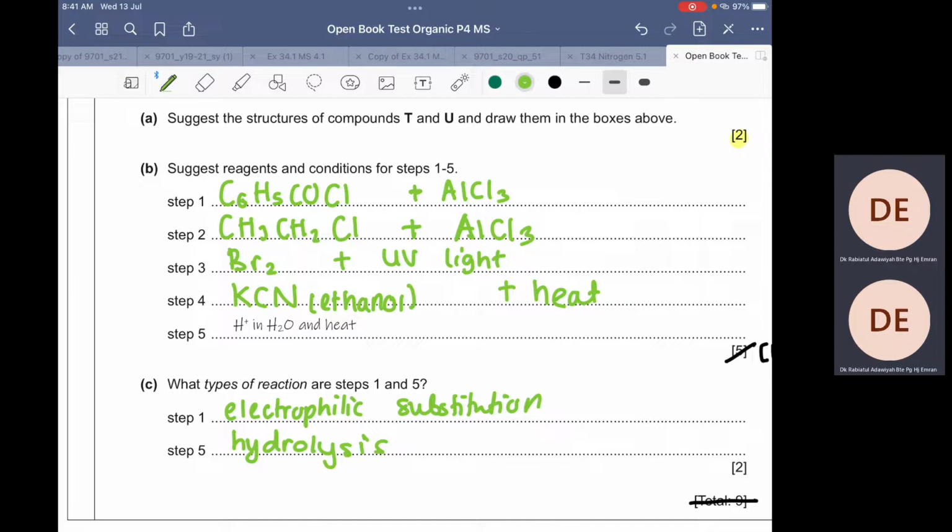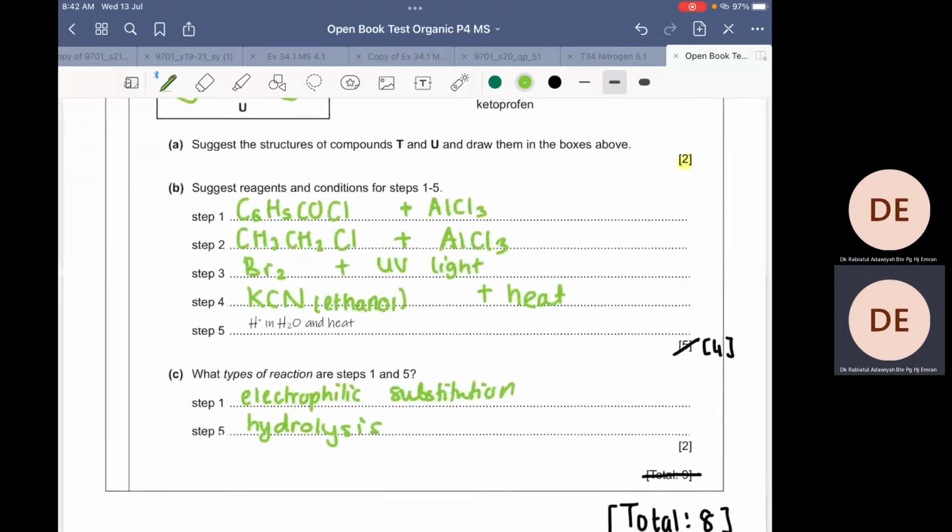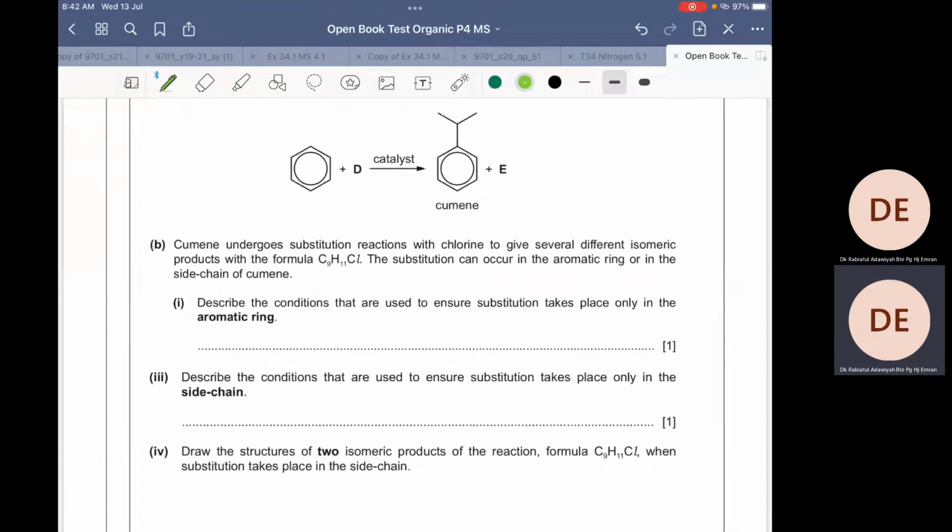Do you see any other answer? Step 1, they accept nucleophilic substitution, but I prefer electrophilic substitution. Step 5, another accepted answer is nucleophilic substitution, but I prefer hydrolysis. If your friend answers any of this, you can give them 1 mark per reaction. Okay, moving on.